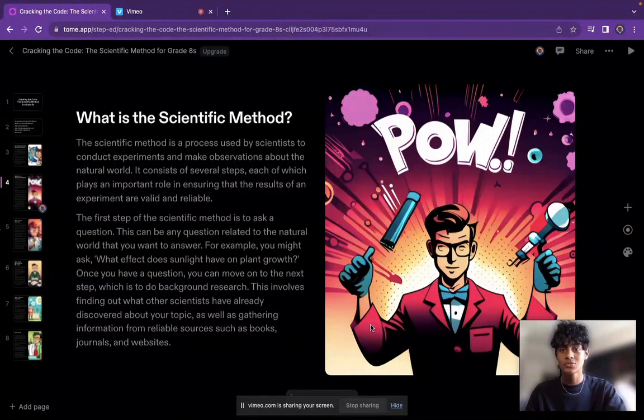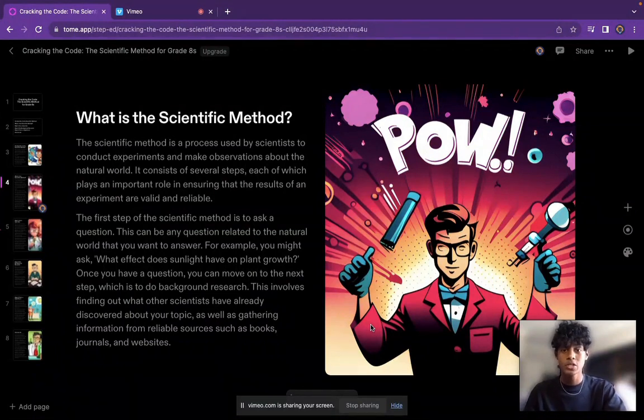It consists of several steps, each of which plays an important role in ensuring the results of an experiment are valid and reliable. The first step of the scientific method is to ask a question. This can be any question related to the natural world that makes you want an answer. For example, you might ask, what effect does sunlight have on plant growth?